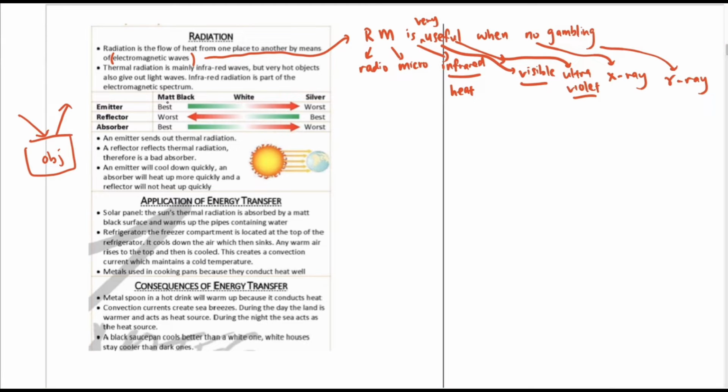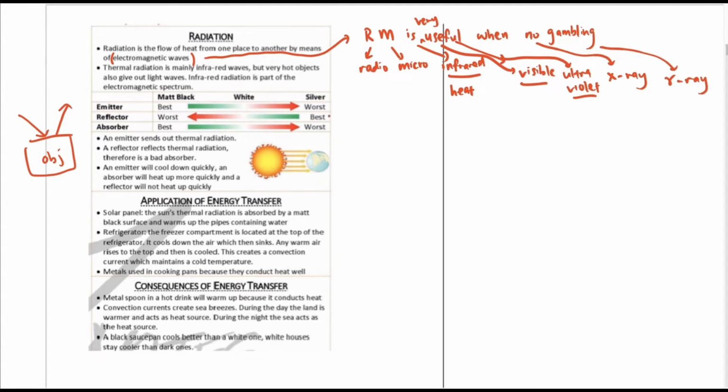So matte black is very extreme. You make it hot, it becomes very hot. You make it cold, it becomes very cold, because it's the worst reflector. It cannot reflect the heat away, so it will just absorb the heat. White is moderate. Silver is the best reflector. That's why silver, you find it shiny, because the light and the heat are reflected.